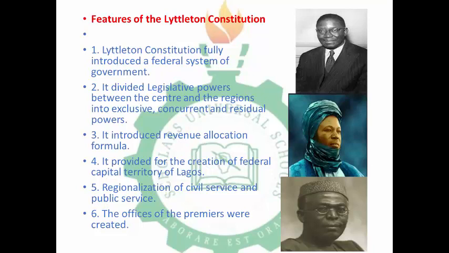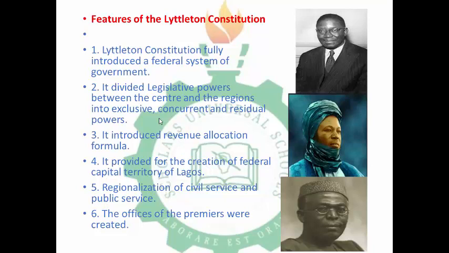Then another thing we have to look at here is that it divided the legislative power between the center and the regions into exclusive, concurrent, and residual powers. Now, when we talk about legislative lists under a federal structure, they are divided into three, and the three of them are exclusive legislative list, concurrent legislative list, and residual legislative list. Each of them has their functions and powers as they are stipulated by the provisions of the constitution in the country between the government at the center and any of the component units.